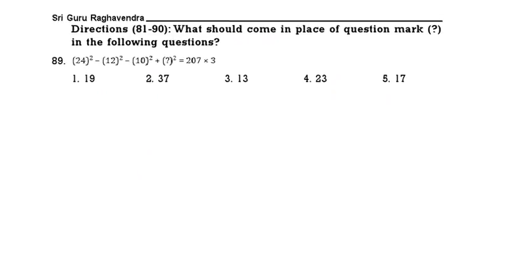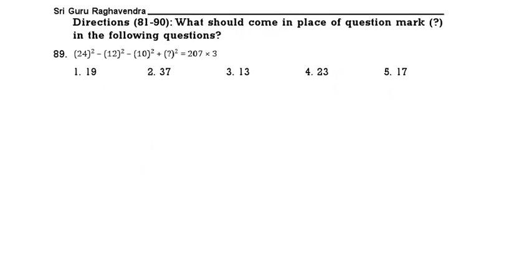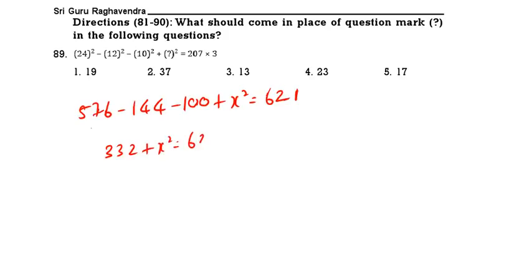See the next one. What should come in the place of the question mark in the following question? So here this one. 576 minus 144 minus 100 plus x square is equal to 621. This is 576 minus 244, that is 332. 332 plus x square 621.